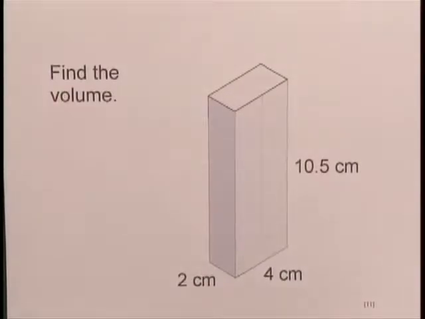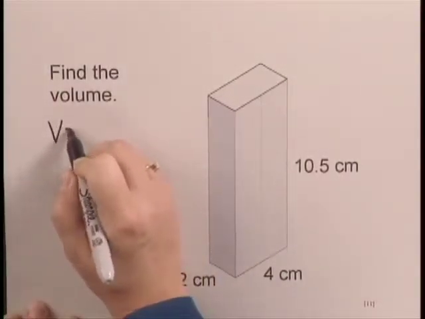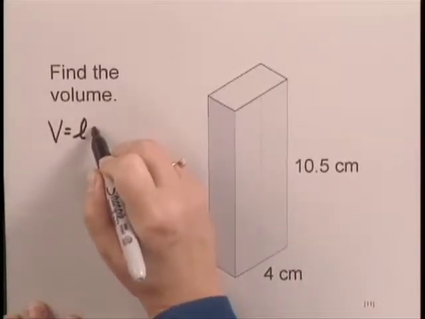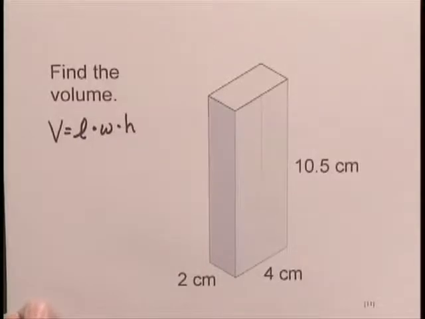For this exercise, we'll find the volume of a rectangular solid. We'll begin by writing the formula for the volume. The volume V is the length times the width times the height.